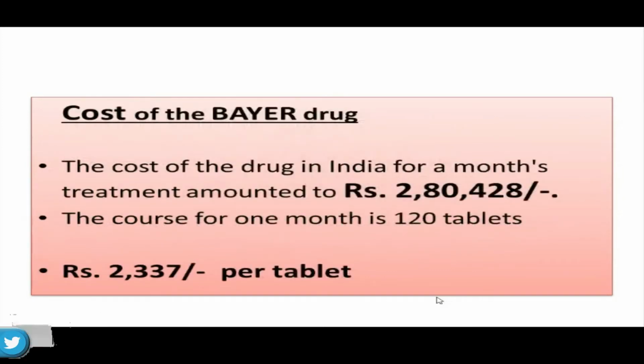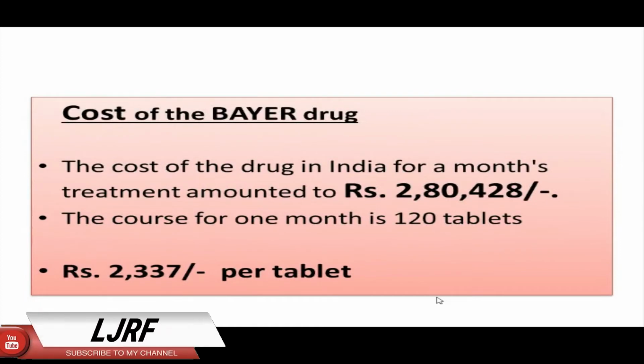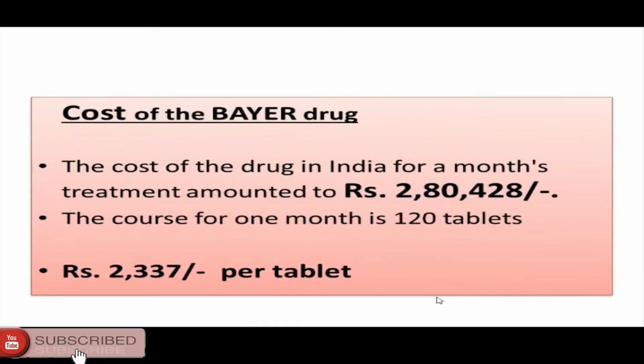Now moving on, let us look at the cost of the Bayer drug. This particular drug costs how much? That's an important consideration here. For one month of treatment in India, 120 tablets are required, daily 4. In the morning 2, in the evening 2. So 4 into 30, it would be 120. So 120 tablets a month.